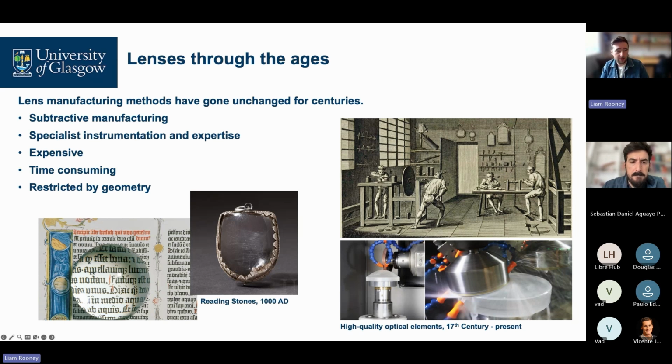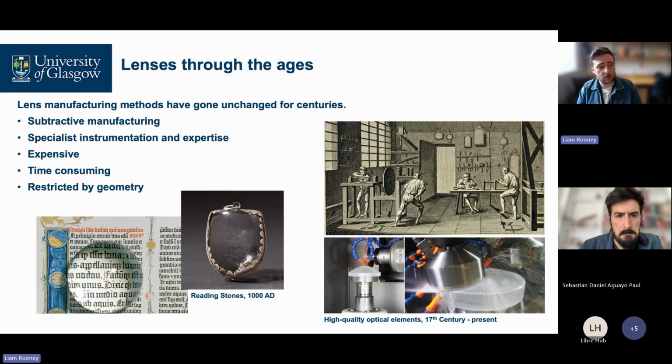And this is a very subtractive method. It requires very specialist and very expensive machinery to create these lenses. It's often time consuming, but most importantly for us, it's restricted by geometry. Quite often lenses take specific forms, either having convex or concave surfaces, but beyond that, it's quite difficult to generate high quality geometries that are more bespoke, simply because the machining that's required to do that requires significant investment to develop new types of subtractive machinery.